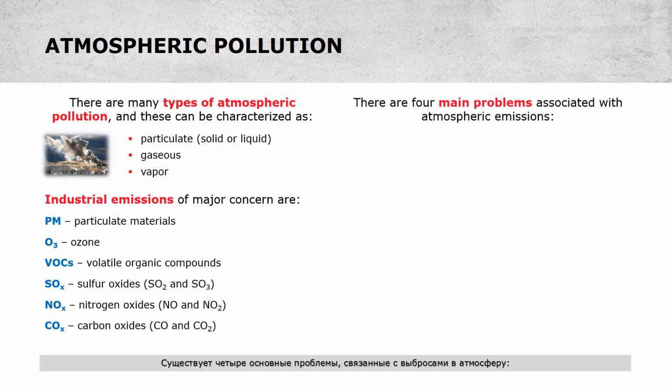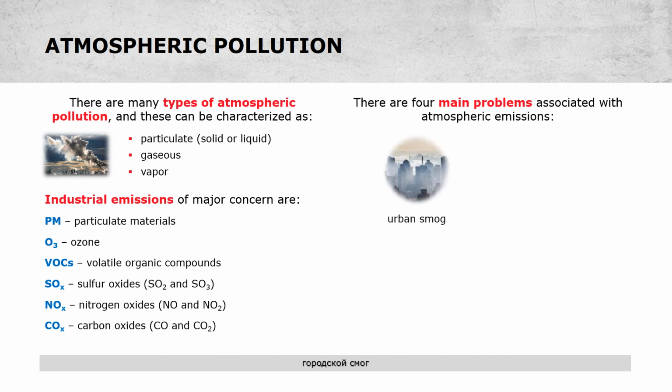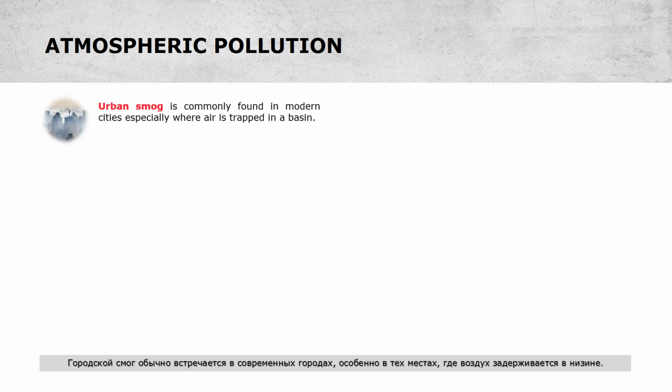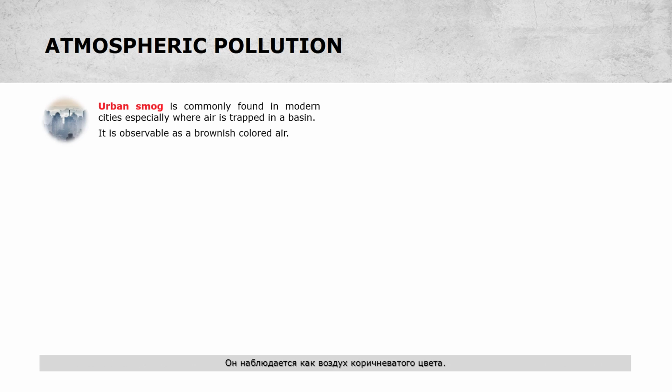There are four main problems associated with atmospheric emissions: urban smog, acid rain, ozone layer destruction, greenhouse effect. Urban smog is commonly found in modern cities, especially where air is trapped in a basin. It is observable as a brownish-colored air.